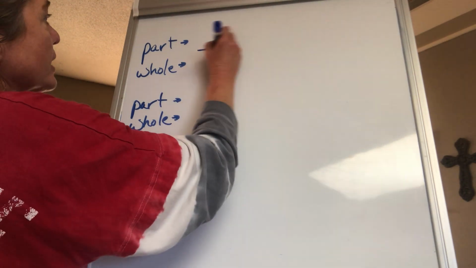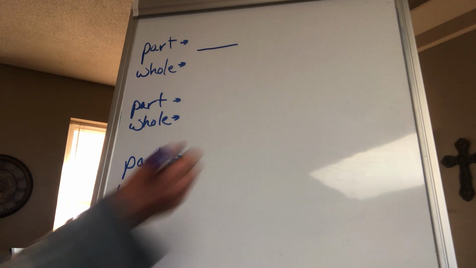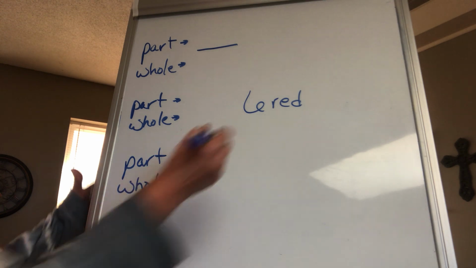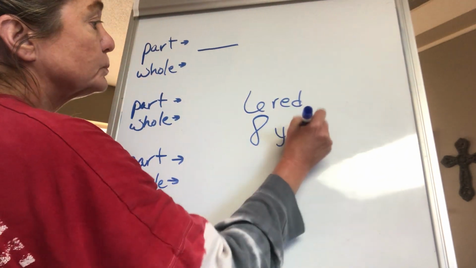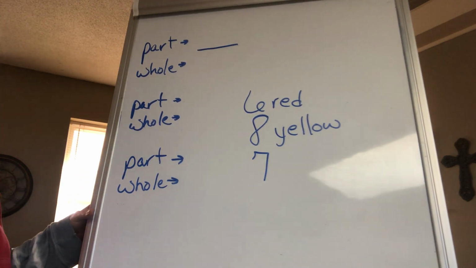Okay, and number 1 on sheet number 2 says Mrs. Graham placed 6 red, 8 yellow, and 7 white roses in a vase. What fraction of the roses are yellow? Well, let's see. I need to know how many whole roses I had all together. Well, it doesn't tell me that anywhere, but I do know that 6 were red, and I do know that 8 were yellow, and I do know that 7 were white.